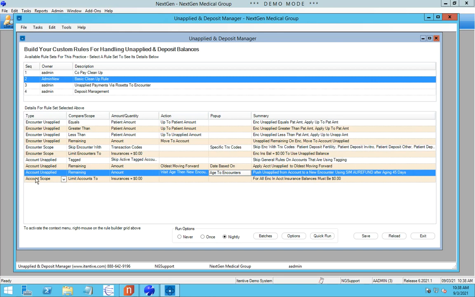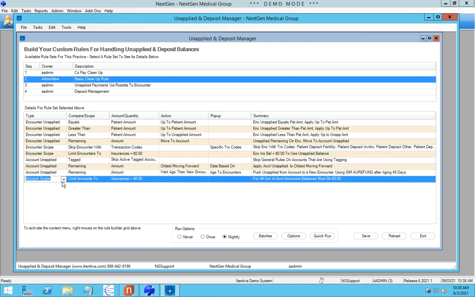And similarly, we can set the account scope to limit accounts where the insurances are zero across all the encounters. So similar to what we're doing here with the encounter scope, let's not even worry about the accounts until the insurances have settled out. Again, we're just making sure all those balances are taken care of.